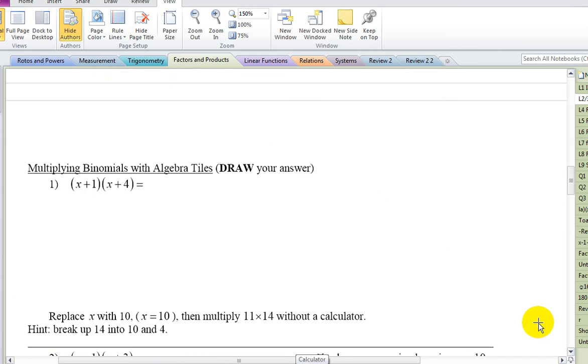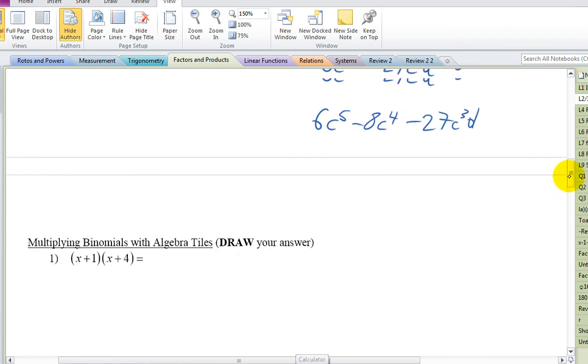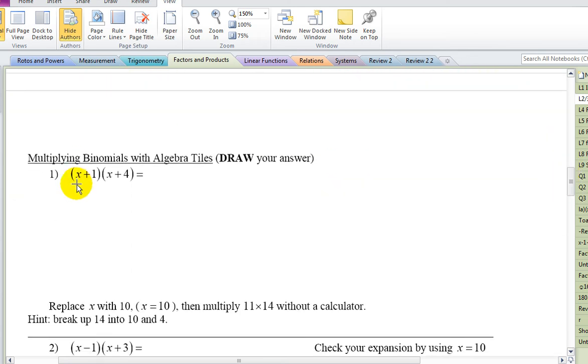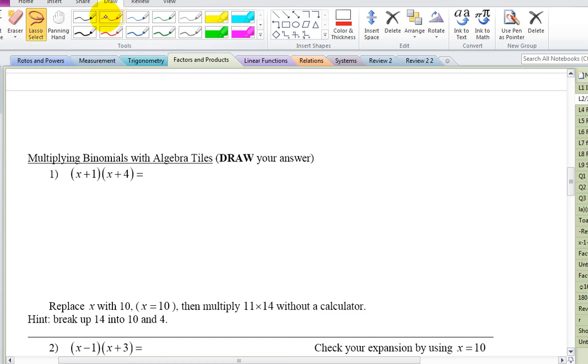So what we're going to do now is a different multiplication. Up top when we multiplied, it was a one-term multiplication. But now we have 2 terms. So we need to draw this. Without drawing it, it's hard to see what's going on. Okay. So real quickly, we're going to draw x plus 1 over here, and x plus 4 over here.